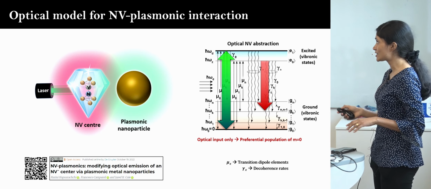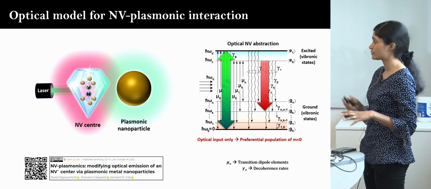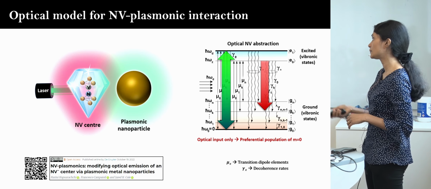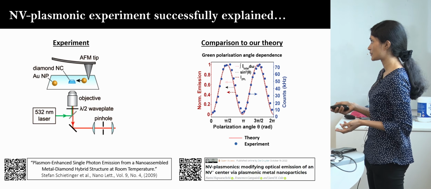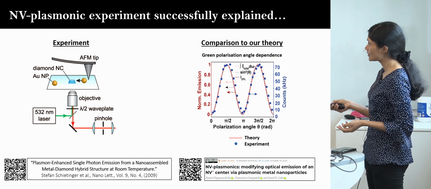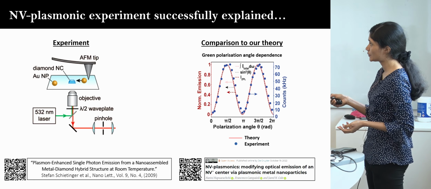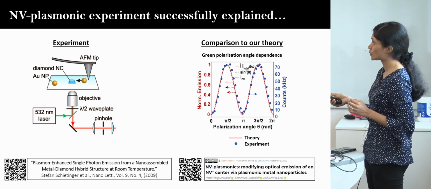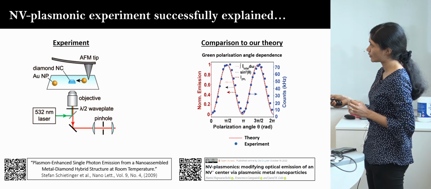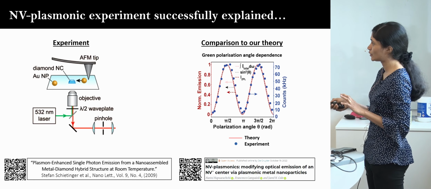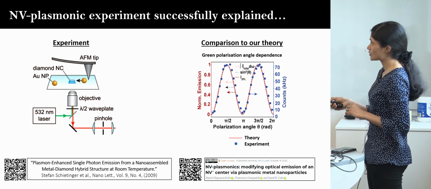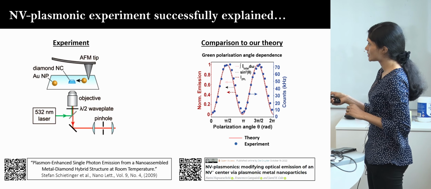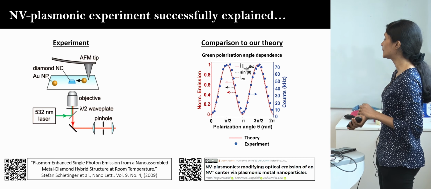So that's the gist of our quantum optical model for the NV plasmonic interaction. And it matched this controlled NV plasmonic experiment, where this group has kept a single nanodiamond with a single NV center next to a gold particle, placed it around different locations, and looked at what happens when we change the polarization direction.